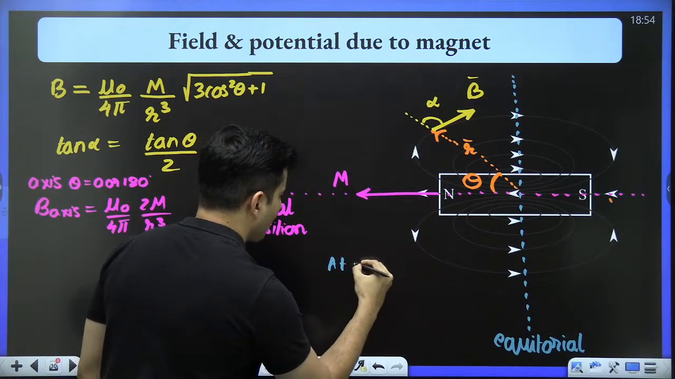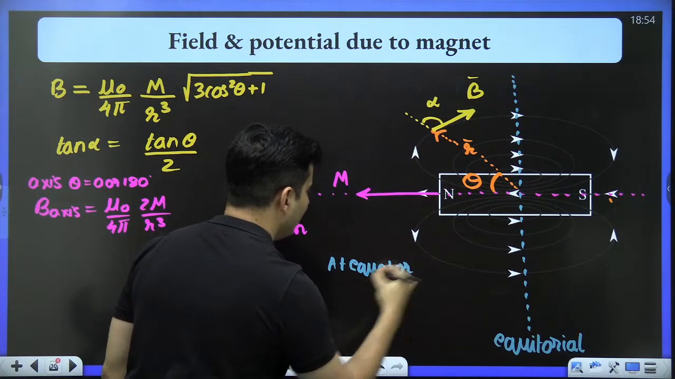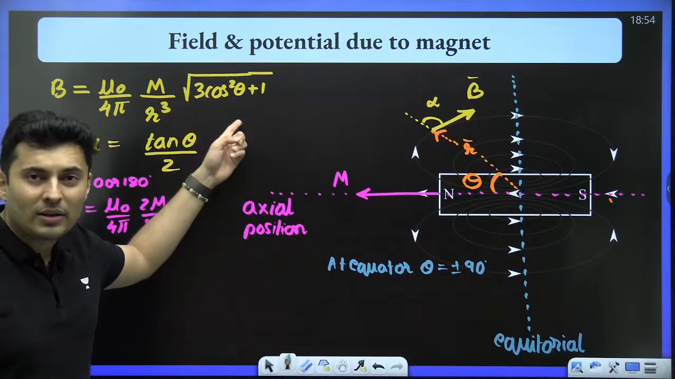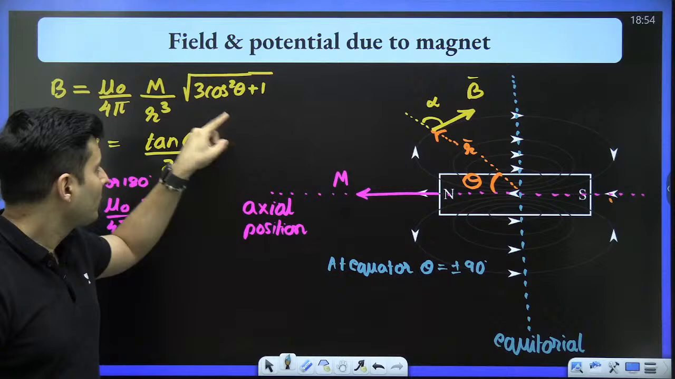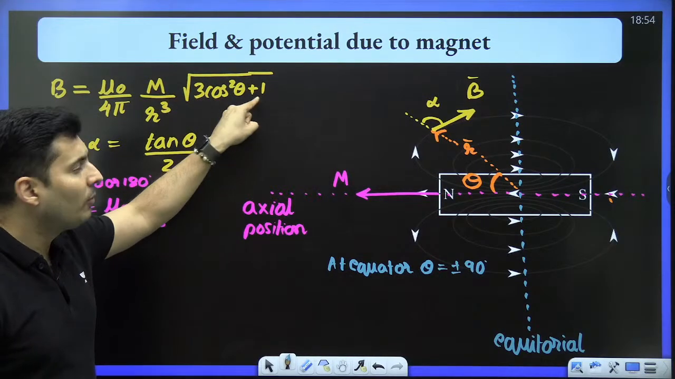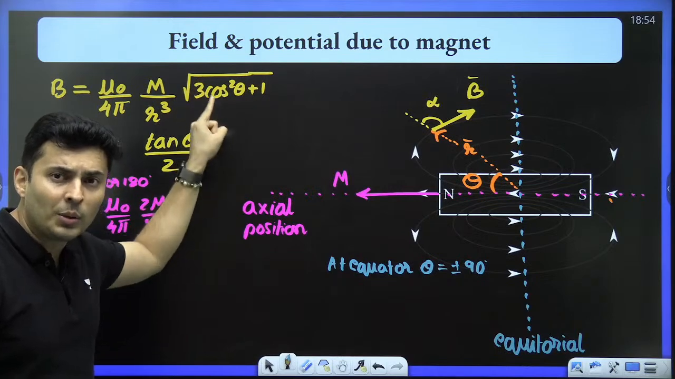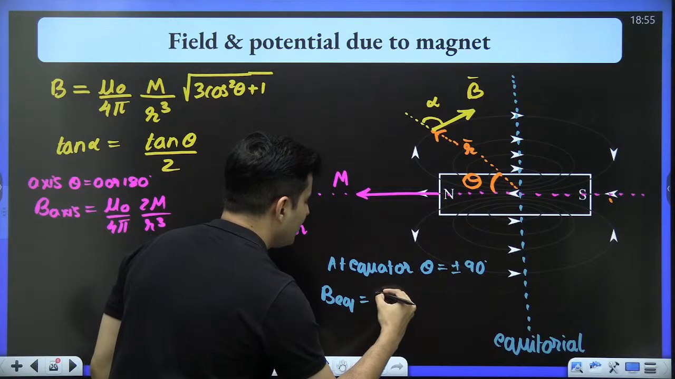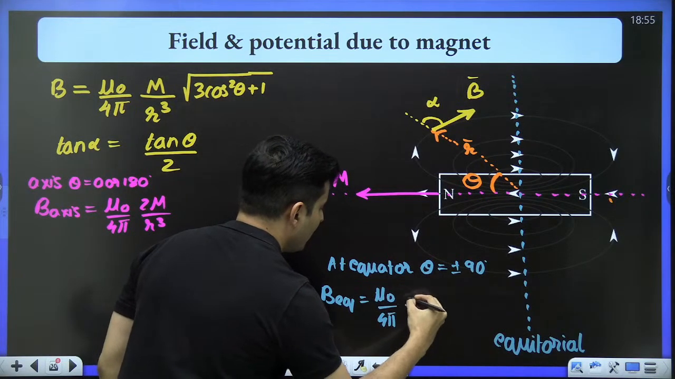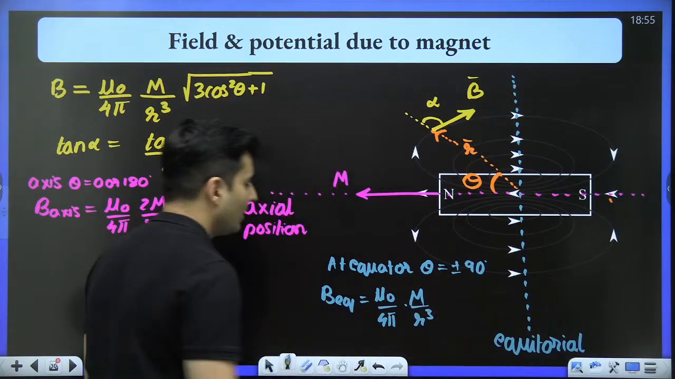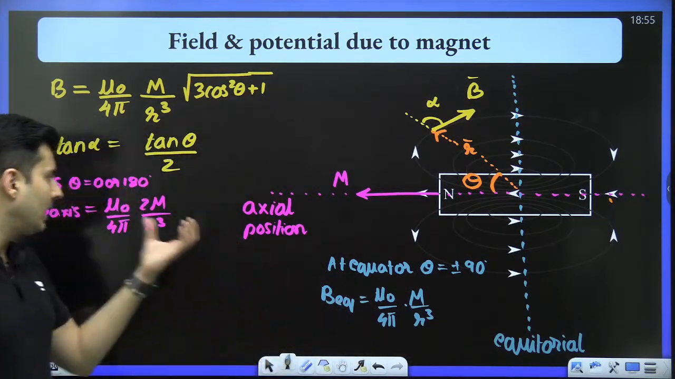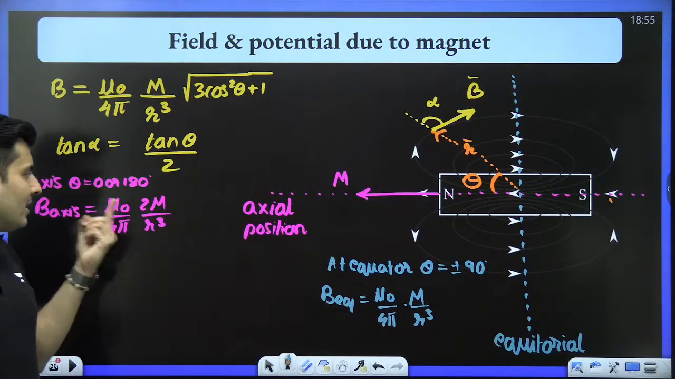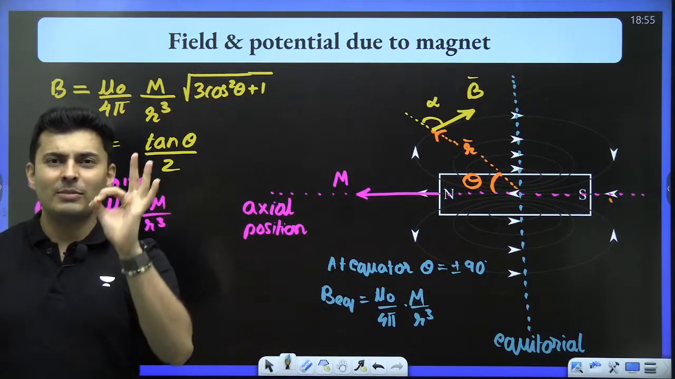At the equator, theta will be either plus or minus 90 degrees. No matter whether you put cos 90 or cos minus 90, the answer will be 0. So 3 into 0 is 0, 0 plus 1 is 1, 1 is under the root, root of 1 is also 1. Hence, the magnetic field on the equator will be just mu naught by 4 pi into m by r cube. That's all. You can see the field on the axis is twice the field on the equator. The same thing was there in electrostatics.